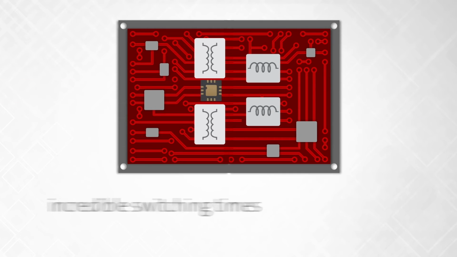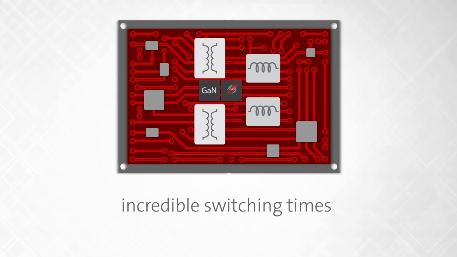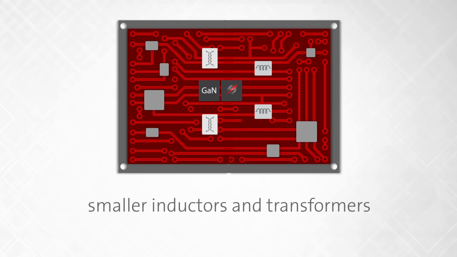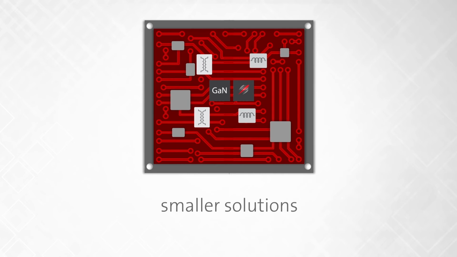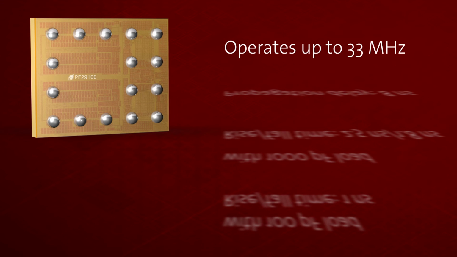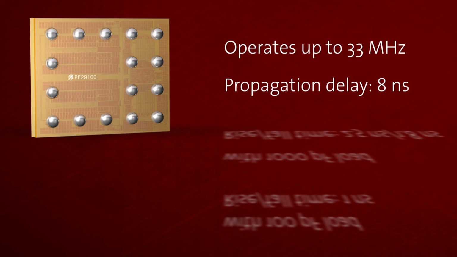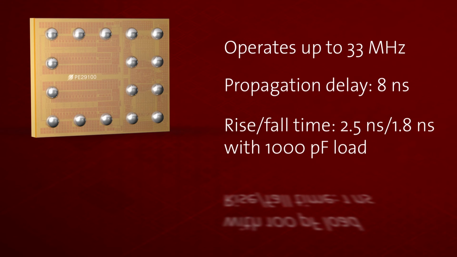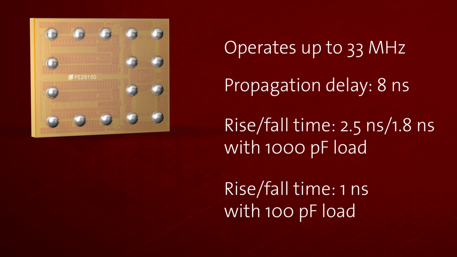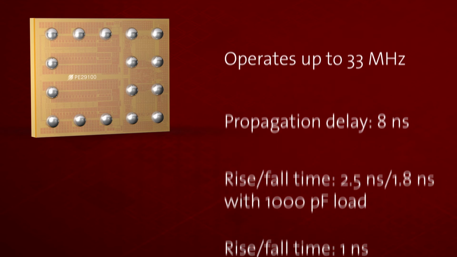The incredible switching times made possible with UltraCMOS technology enable the use of smaller inductors and transformers in the overall design, resulting in the smaller solutions that designers and end customers are looking for. The PE29100 operates up to 33 MHz and has an incredibly fast propagation delay of 8 nanoseconds. It has a rise time of 2.5 nanoseconds and fall time of 1.8 nanoseconds when driving a 1000 picofarad load, and 1 nanosecond rise and fall times with a 100 picofarad load.